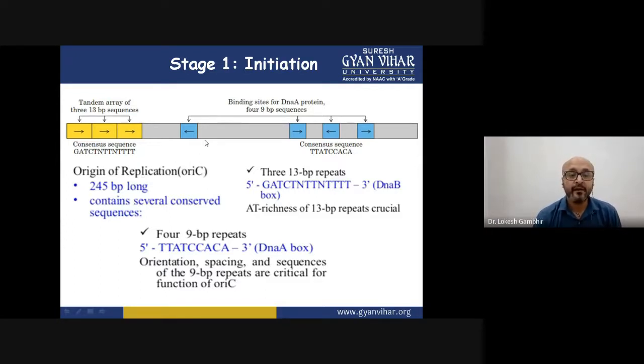Fine. It's a 254 base pair long sequence which is present in the genome. Now, in this particular sequence, there are multiple consensus sequences. By consensus, I mean there are multiple conserved sequences throughout prokaryotes.